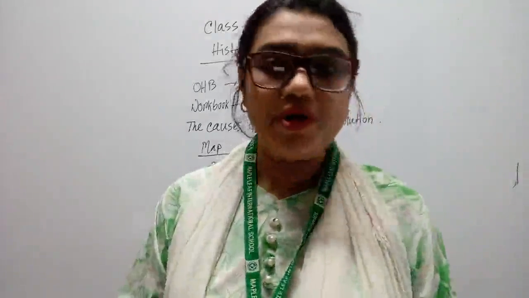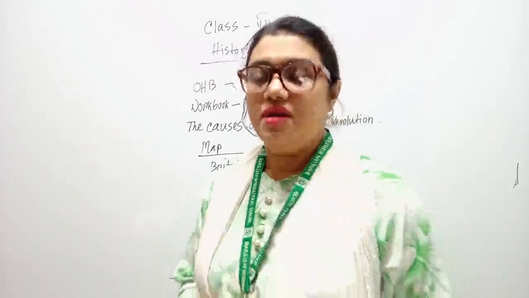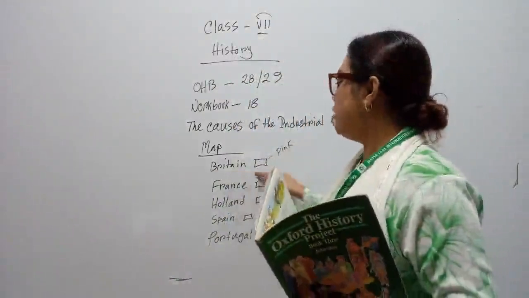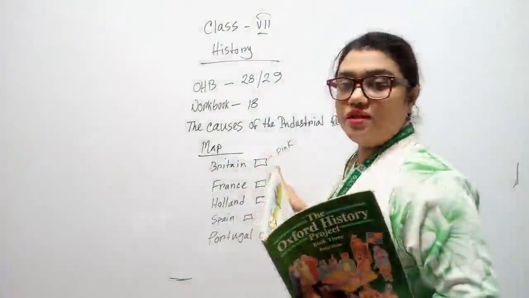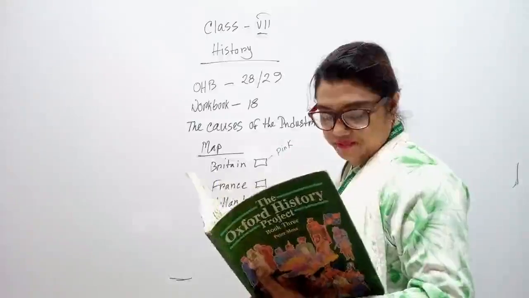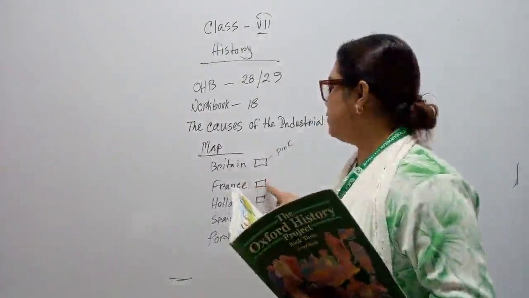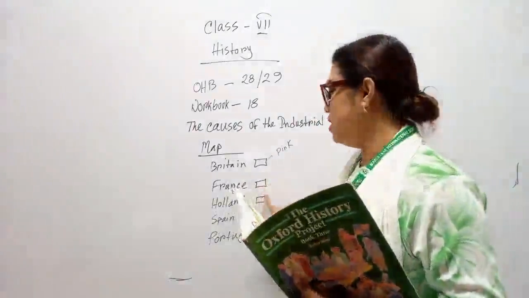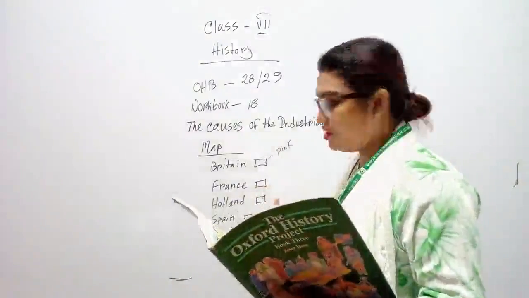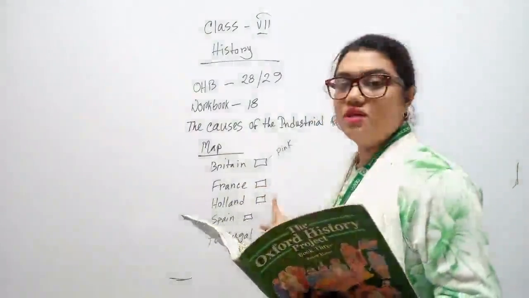There will be 5 points in your map. Inside the map you will color with 5 different colors, and outside the map you will label with those 5 colors. If you are doing Britain with pink color, the box beside Britain will be filled with pink. The same thing if you are doing France with blue color, this box will be colored with blue. The next one is Holland. If you are doing Holland with yellow or orange color, this box will be colored with orange.